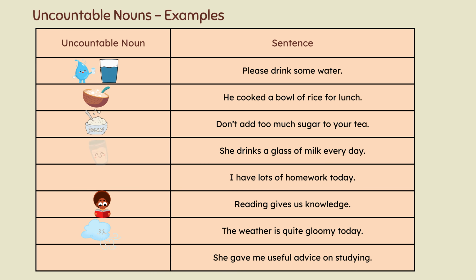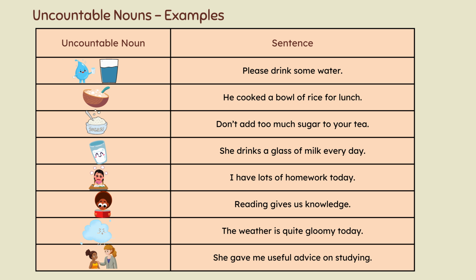Let's look at some examples of uncountable nouns in sentences. Please drink some water. Here, water is the uncountable noun. He cooked a bowl of rice for lunch. Rice is the uncountable noun in this sentence. Don't add too much sugar to your tea. Sugar is the uncountable noun. She drinks a glass of milk every day. The uncountable noun is milk.